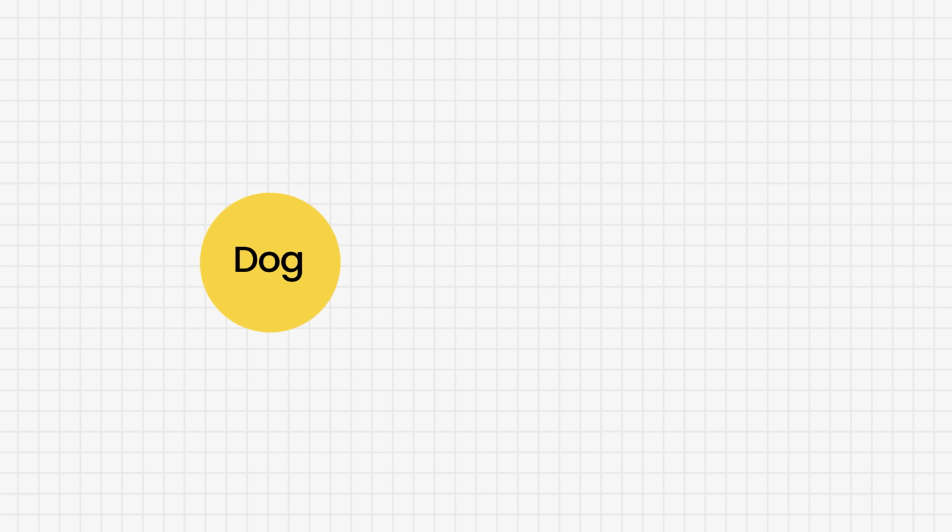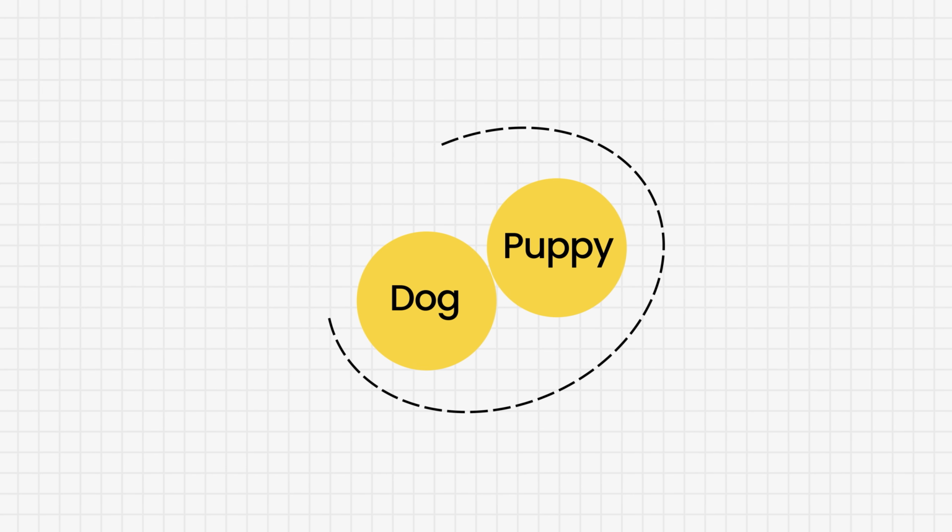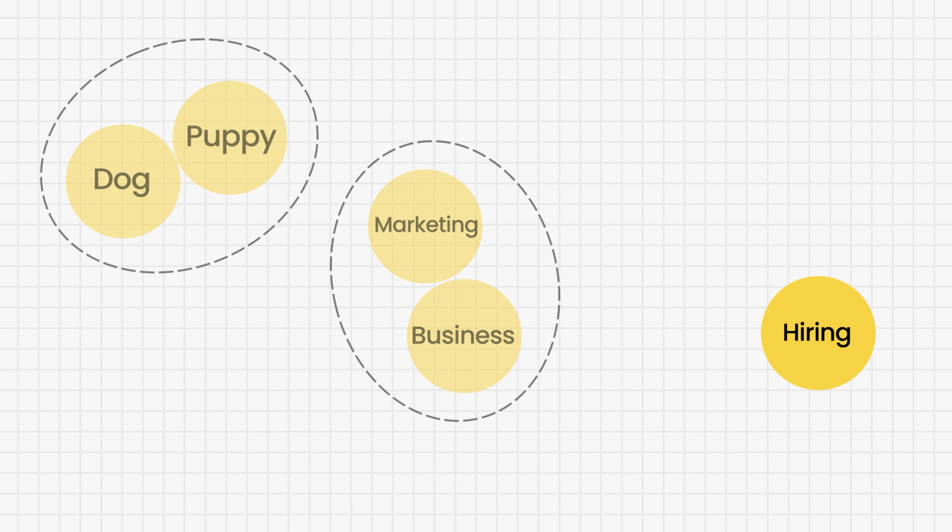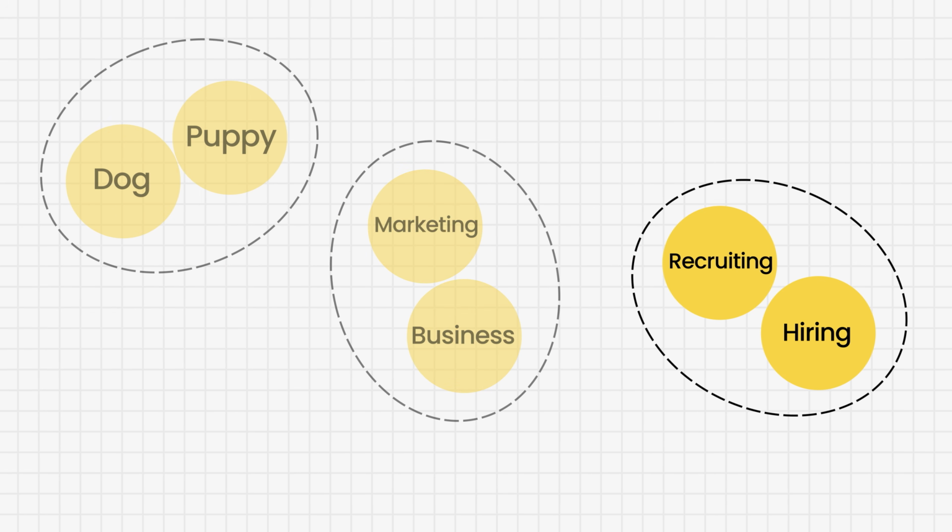That means dog and puppy, for example, end up close together in this number space, or business and marketing end up close together. Hiring and recruiting also end up close together because they're close in meaning, even though these are two separate words. And this is exactly how AI understands meaning, not just exact words and phrases. It's also why modern search is getting smarter. Instead of matching the words you typed in, which was traditional search, it finds things that mean the same thing, or that are close in meaning to whatever you searched, even if you didn't search for them in exactly those words or phrases.